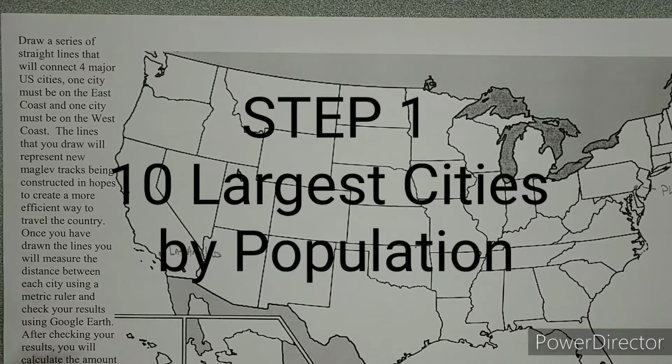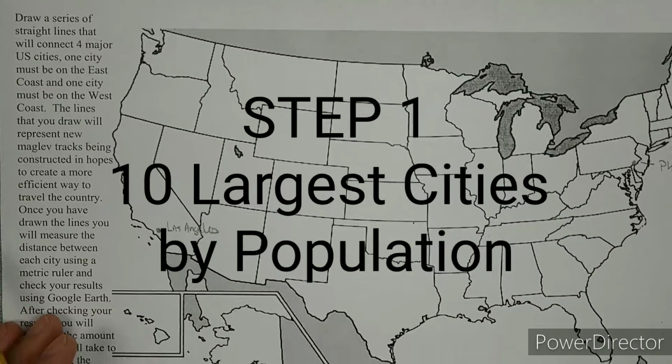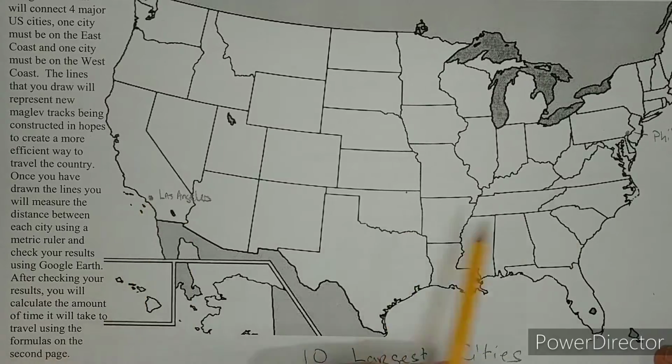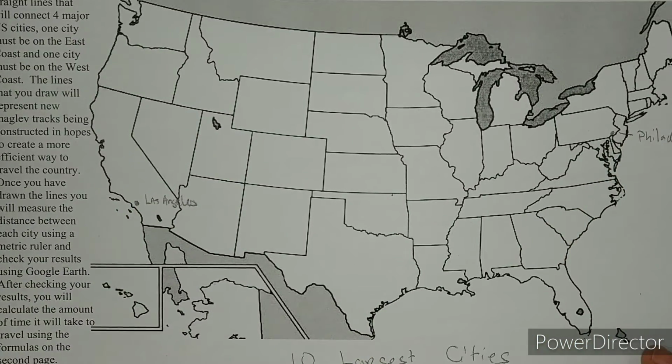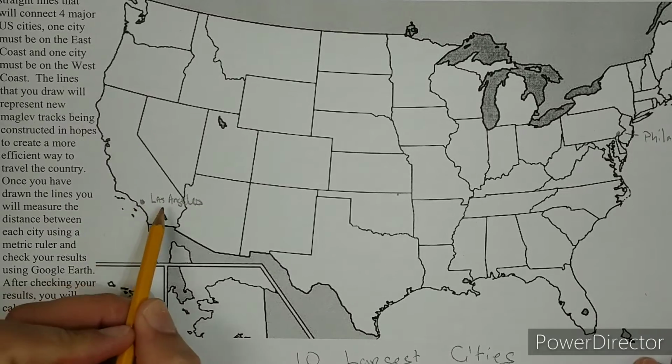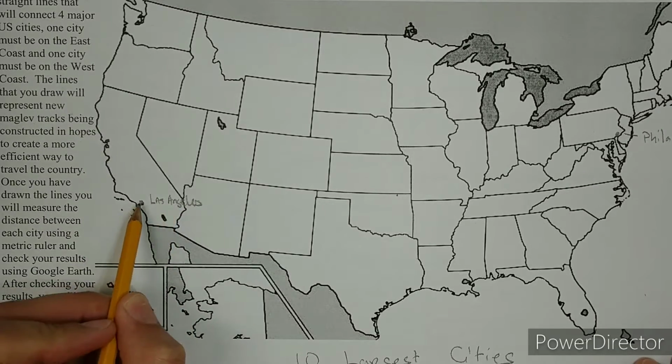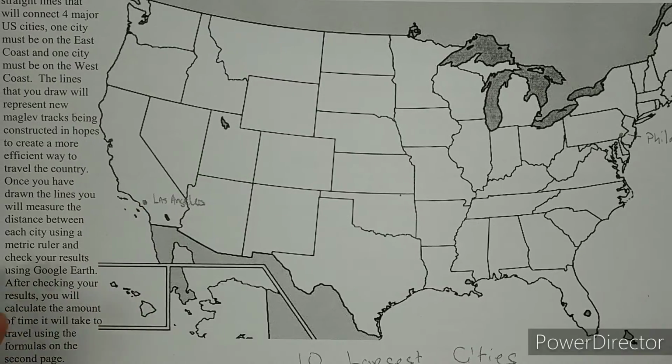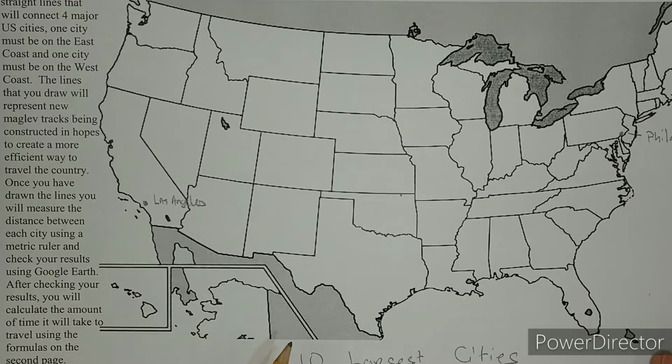Once you have your 10 largest cities identified and labeled, so here I only have 1 and 2, what I need you to do is find 10 of the largest cities by population in the United States, place a dot, and label them. Try to be as accurate as you can, because this next step we're about to do is going to be affected if you don't have it in the right location.